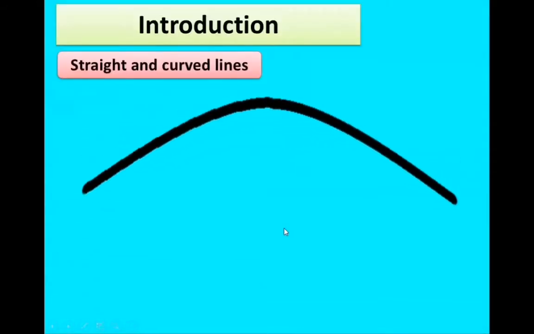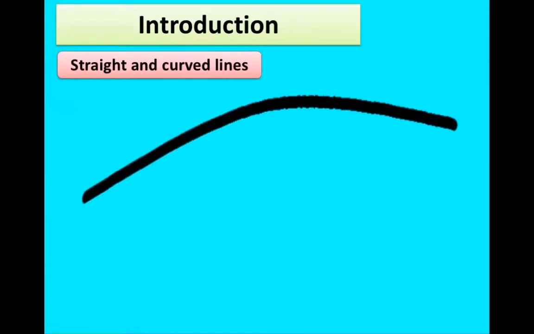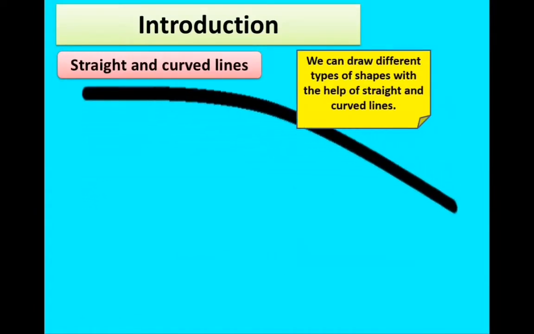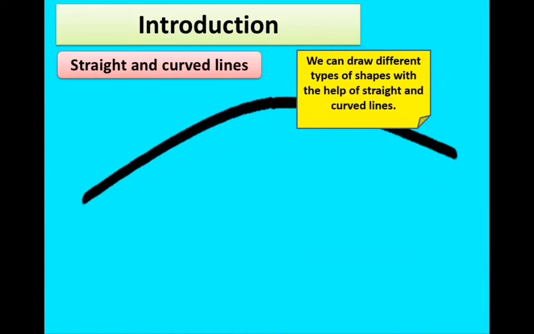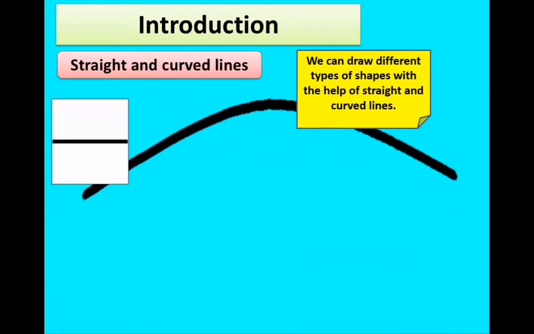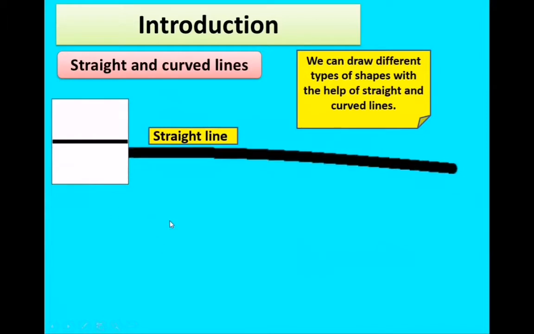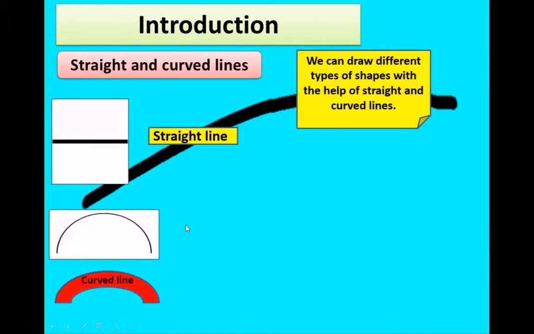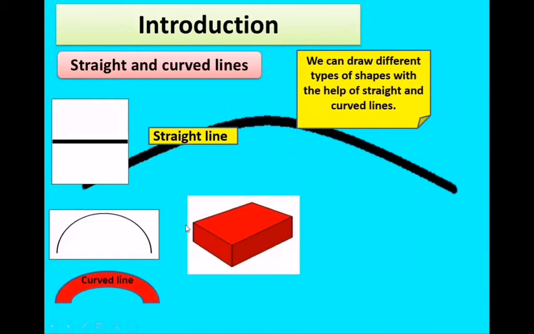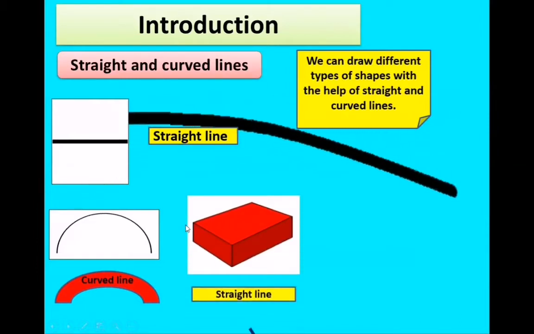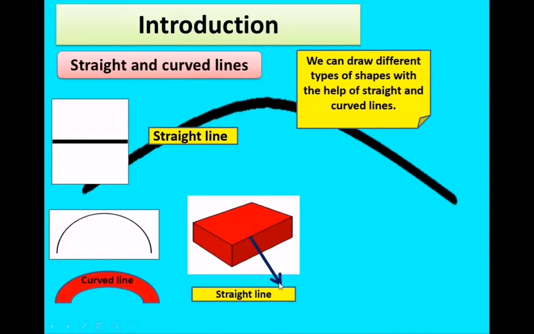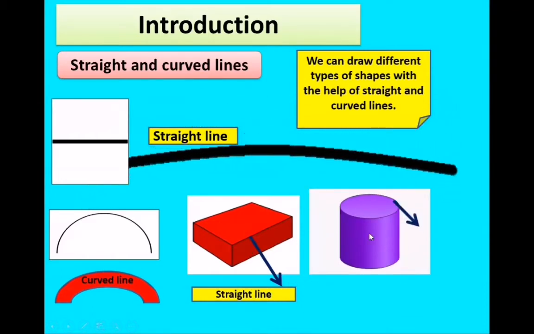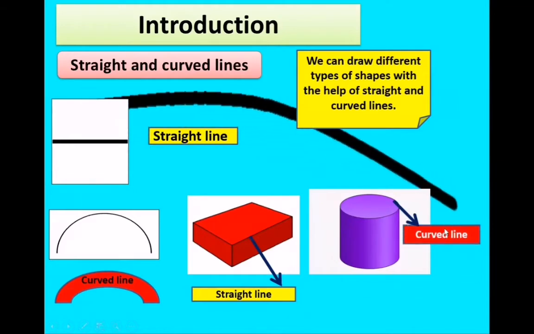Introduction. Straight and curved lines. We can draw different types of shapes with the help of straight and curved lines. This is a straight line. This is a curved line. Here you can see straight lines, and in this portion is a curved line.